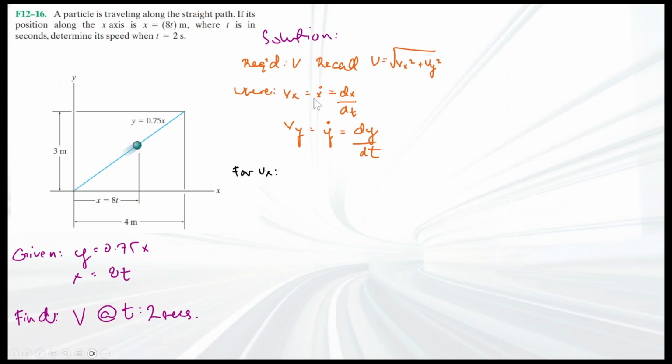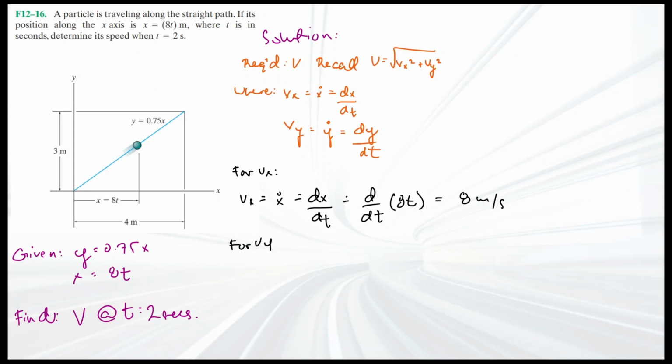By the way, this is another notation, which I think is the Newtonian notation, calculus notation. We are used to the Leibniz notation of using dx dt. This one usually has a colon, an apostrophe, or a dot on top of the letter, but that's the Newtonian notation. Okay, so let's start with the vx first. So substituting the known equation for our x here, x here is 8t, so that will be the derivative d dt of 8t, so that will be 8 meters per second, easy enough.